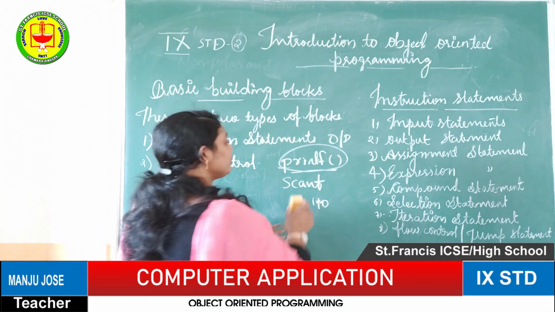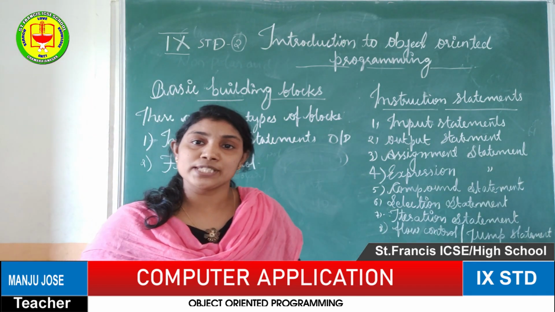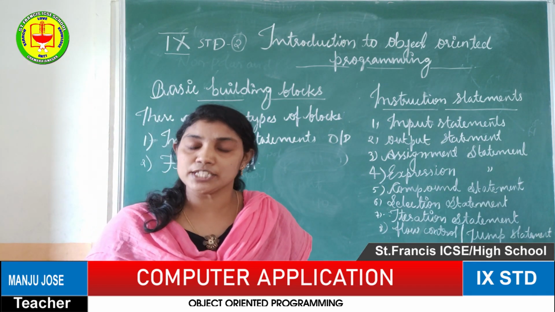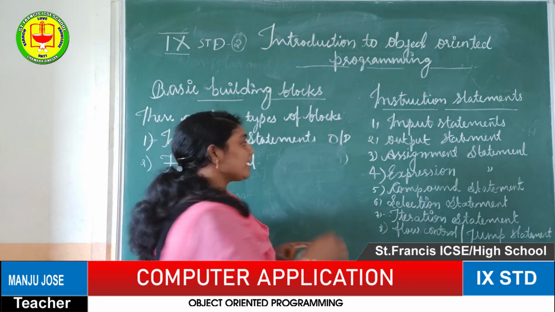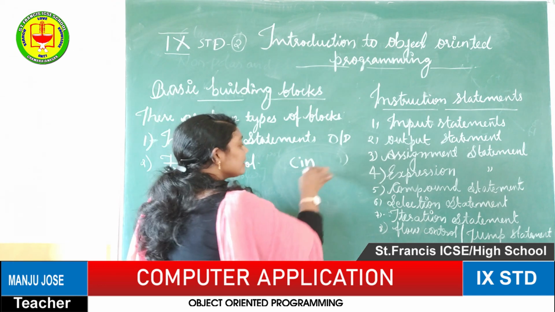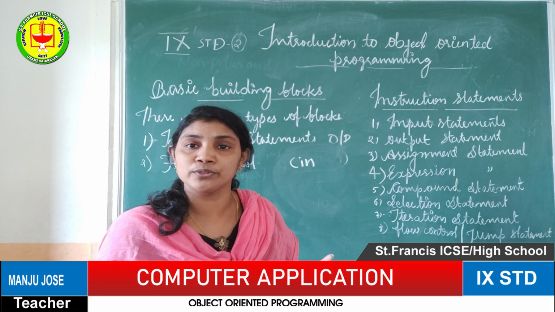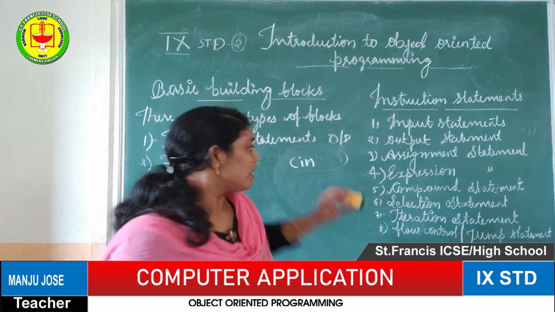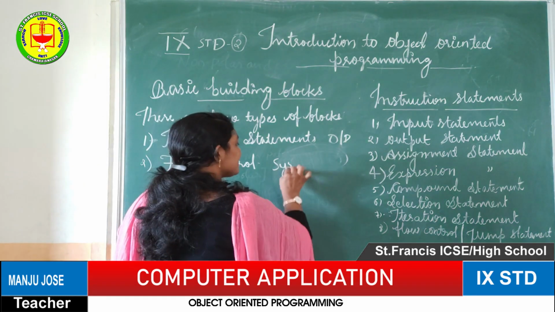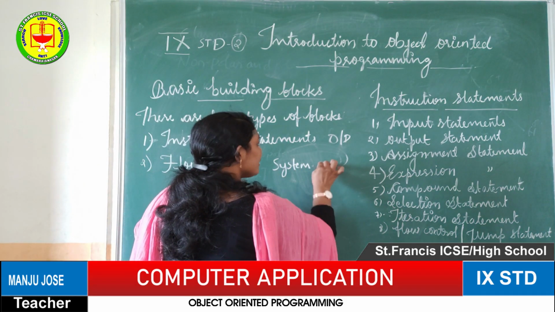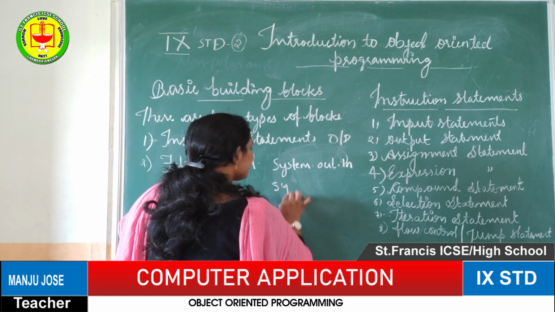Next we come to another programming language. The next advanced version of the C programming language is C++. In C++ we use cin, console input, for inputting data to the computer. When we come to Java programming, we use System.out.println and System.in.